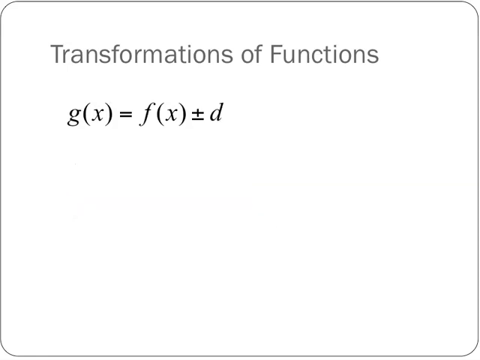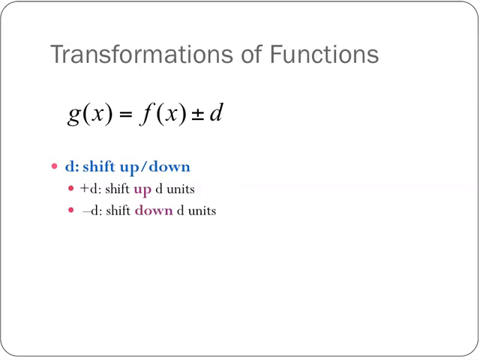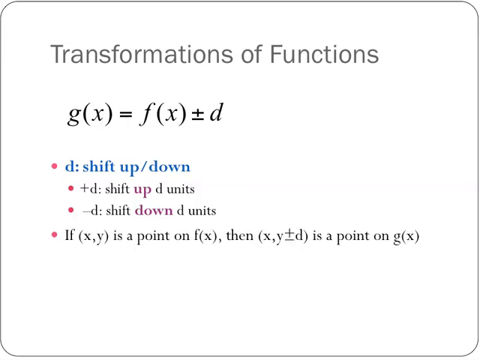All right, and then d shifts the graph up or down. And here, this will be more natural what you normally think compared to your c value. When it's plus d, it will shift it up by d units. If it's minus d, it will shift it down by d units. And then for a specific point, if you have x, y on your parent function, then on your transformed function, you would have x, comma y plus or minus d.